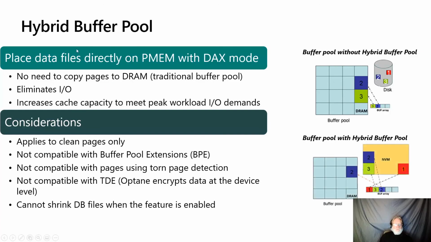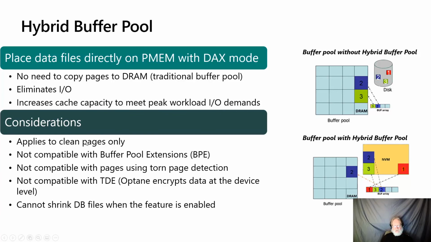Hybrid buffer pool, you place data files directly on PMEM with DAX mode, so that's byte addressable storage. You don't need to copy pages to DRAM as in the traditional buffer pool, because it's already there. That's where it's permanently stored, is in the PMEM. It eliminates I/O, right? So instead of pulling it from disk, doing I/O to get it into memory, it's permanently stored in memory. The memory is just persistent. So your buffer pool now is a big range of persistent memory.